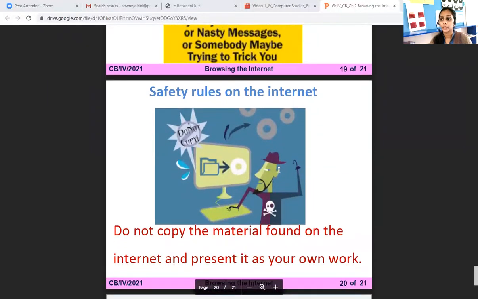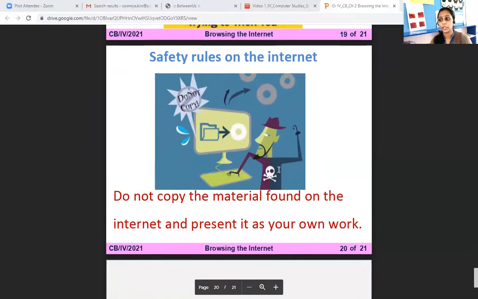The next slide, you can see: do not copy the material found on the internet and present it as your own work. It's called piracy. Nowadays, you might have observed if you watch Nick Jr. or any cartoon channels. Have you noticed?